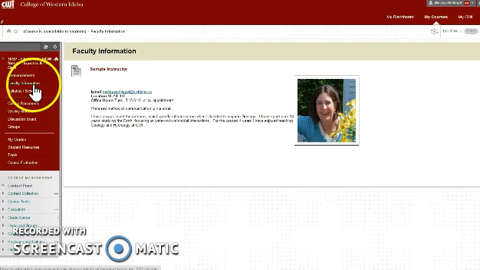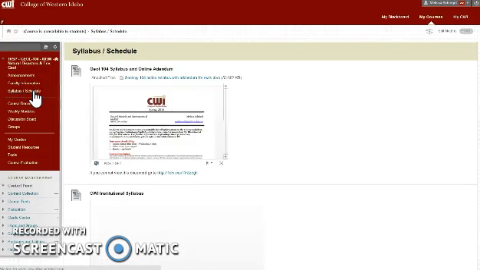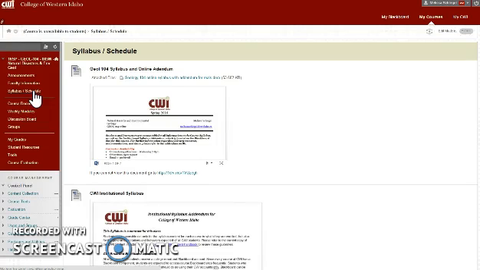In the red column below faculty information is the syllabus and course schedule. Please read the syllabus. Important to note that you must be concurrently taking the Geology 104 lab and pass the lab in order to pass the course.